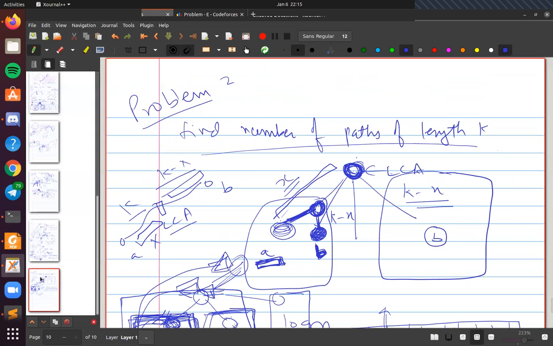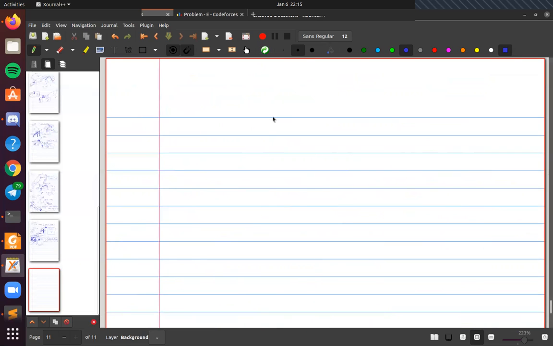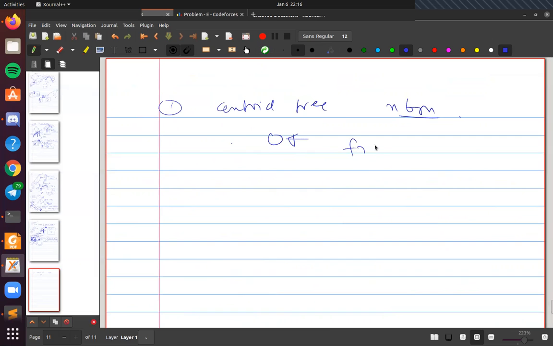So I will repeat the solution. What you do is, you first build a centroid tree, which is in NlogN, and then for each node you visit, make the frequency table of distances for all the nodes in its subtree.